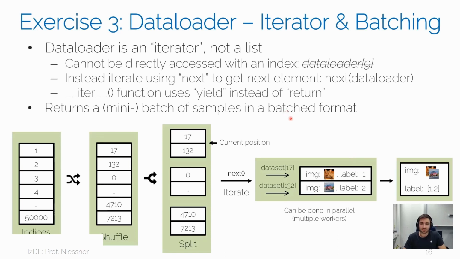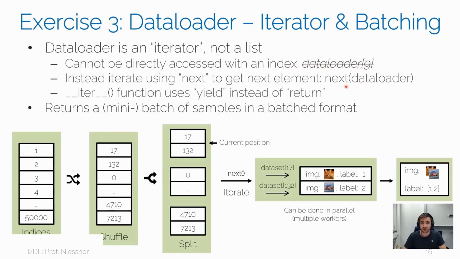The first thing is more about an implementation detail about Python and how we want to implement it in our way: the data loader is an iterator and not a list. So that's an implementation detail. But one thing you cannot do with an iterator is directly access the data with an index. So you cannot call the data loader with a given index.